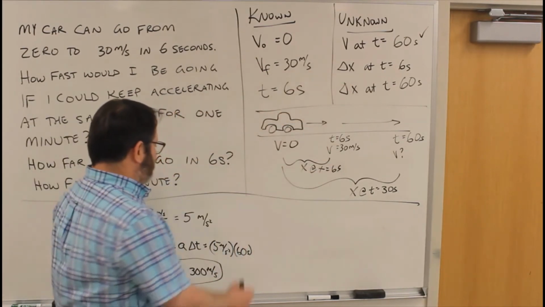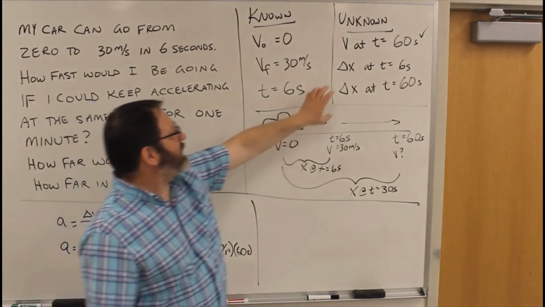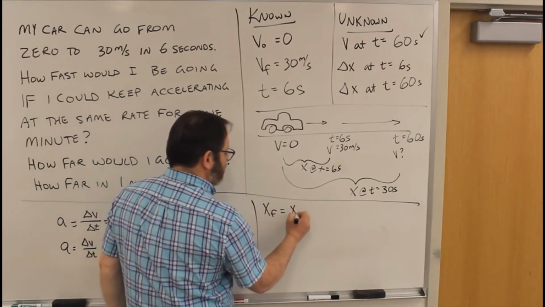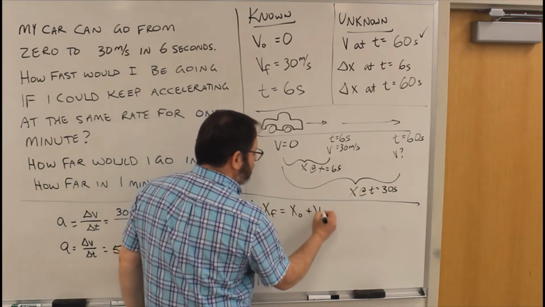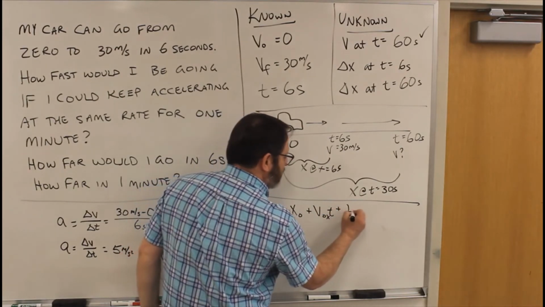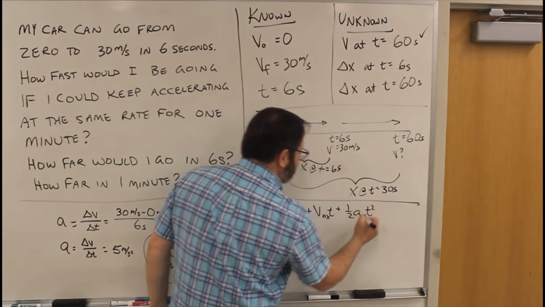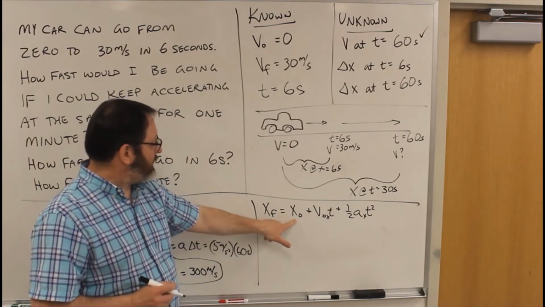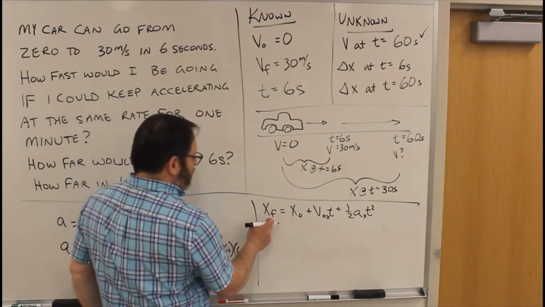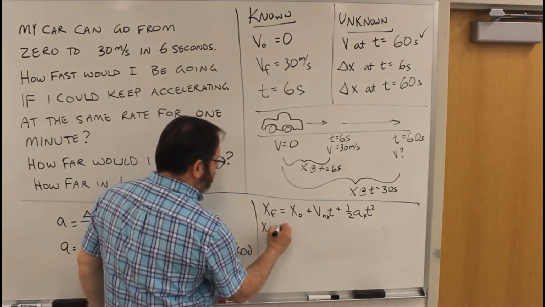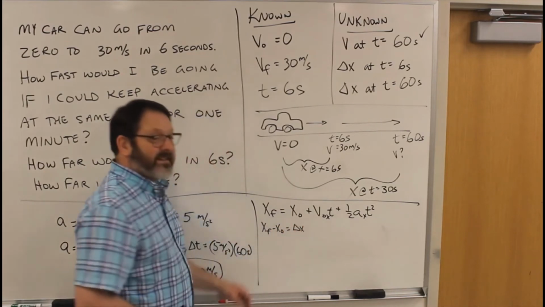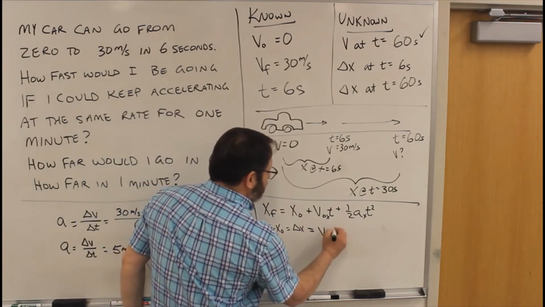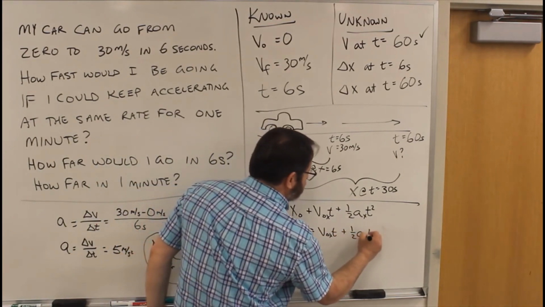Now, delta X. Delta X at those 2 different times. What I want to use is actually this equation. X final is X initial plus V naught times T plus 1/2 A times T squared. And the reason I want to do that is because if I subtract this X naught from both sides, then I get X final minus X naught. That's just delta X. That's what I'm looking for. So delta X is V naught times T plus 1/2 A times T squared.